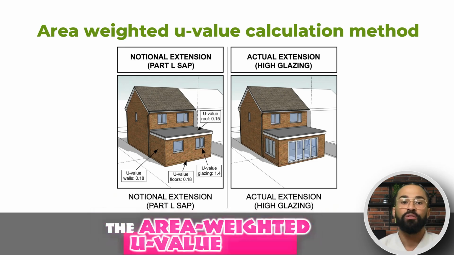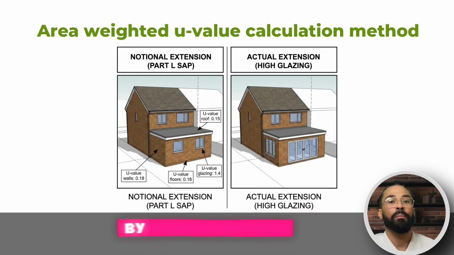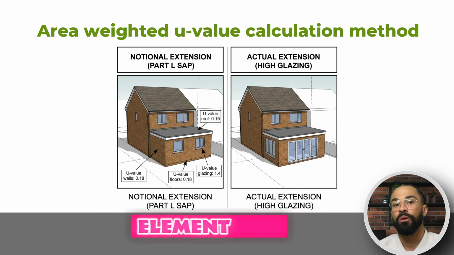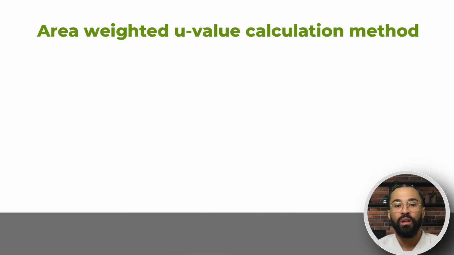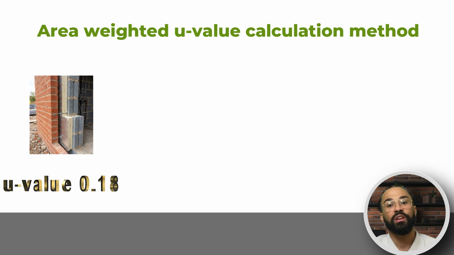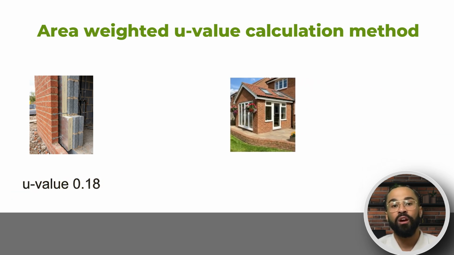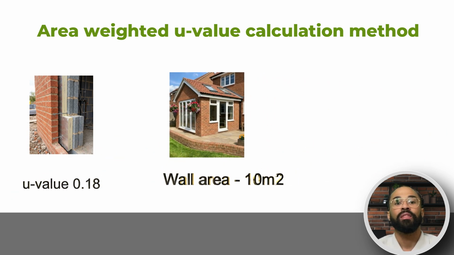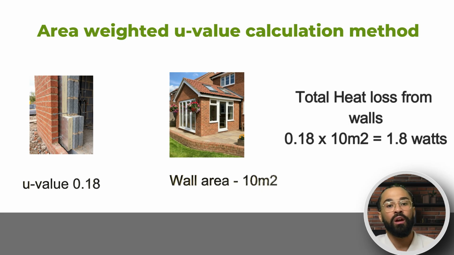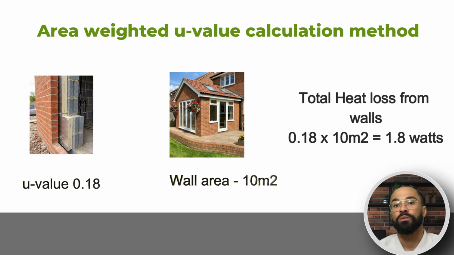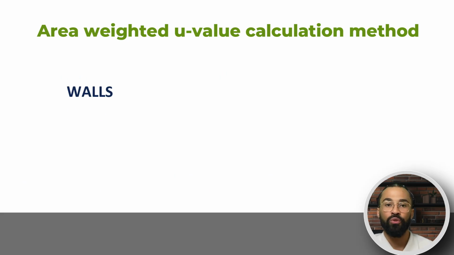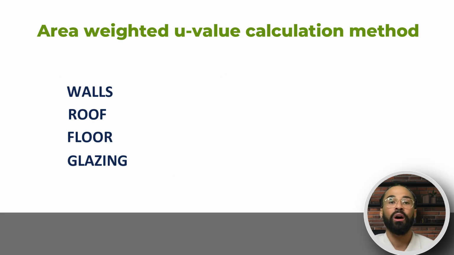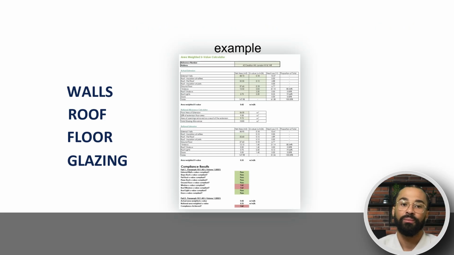The area weighted U value of each element is calculated by multiplying the U value of the element by its area. So, for example, if we have a cavity wall which has a U value of 0.18 and the area of this element is 10 meters squared, then the heat losses through that area will be 1.8 watts. All the elements of the extension, that is the walls, roof, floor, windows and doors, are calculated, totaled, and then compared to the notional extension.